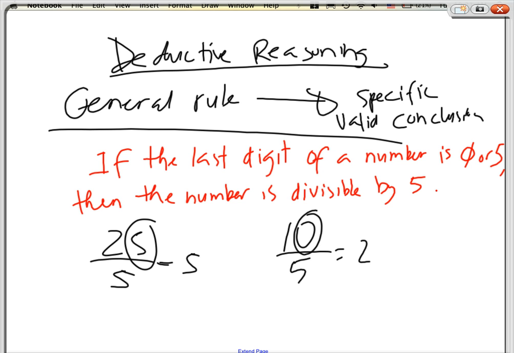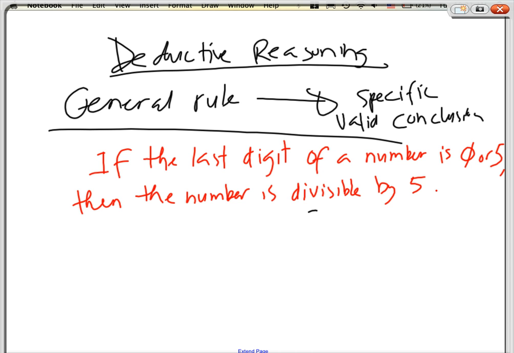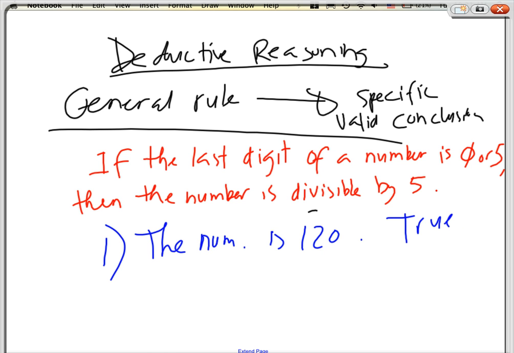Okay? So let me just give you something here and see if you can still come up with a valid conclusion based on that. So for example, here's the first one. The number is 120. Is that still true based on this conditional statement? Yes. Why? Because this number is ending in what? 0. And of course, if it's ending in 0, it will be divisible by 5. So this is true. What about this statement right here?